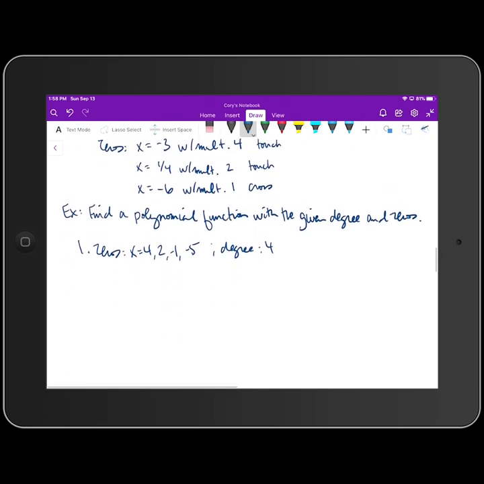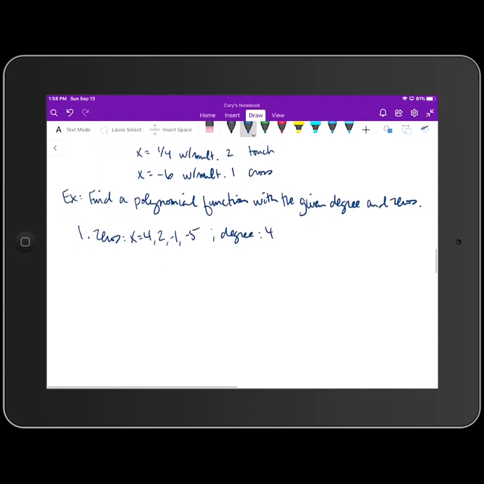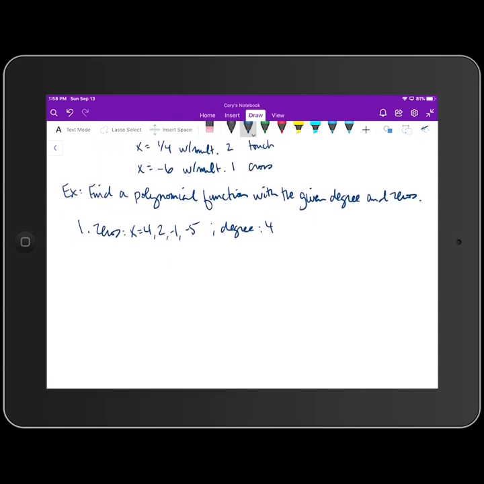Okay, so let's work through this one. Directions are a little bit different here. Directions here ask us to find a polynomial function with the given degree and zeros. Okay, so if we know our polynomial function is of degree 4, and we know that this polynomial has 4 zeros, that means the multiplicity of each of those zeros has to be 1.